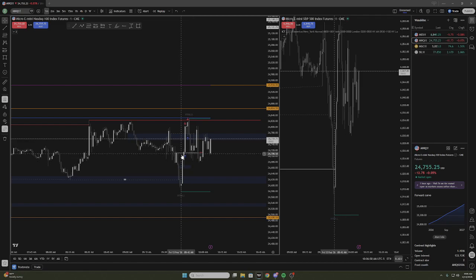But after that, I pretty much entered after the CISD. So my entry was right here at the very bottom, or right at the candle open of the next one. And I did have a TP1 right here at this relatively equal high. And then at the same time, we did have that rejection here from this imbalance. So from there, that was TP1. And then I did add a contract here off of the rejection.